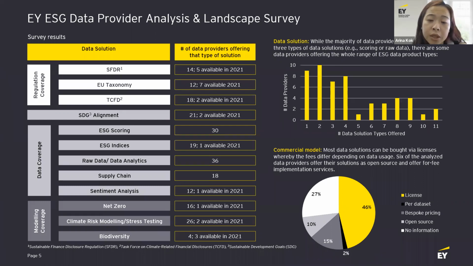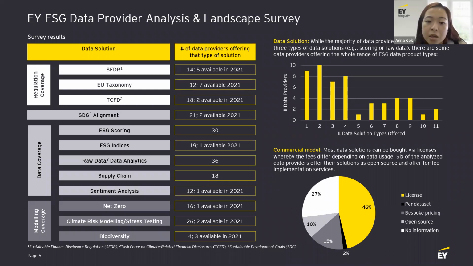On the right-hand side, you see that on data solutions, while the majority of data providers specialize in 1 to 3 types of data solutions, whether it's scoring or raw data, there are some data providers offering the whole range of ESG data product types. So these are the number of data solutions offered. And when it comes to the commercial model, the pie chart at the bottom, most data solutions can be bought via licenses, whereby the fees differ depending on data usage. 6 of the analyzed data providers offer their solutions as open source and offer for-fee implementation services. Now, this graph outlines the split of the percentages, those with license per data set, bespoke pricing, open source, and no information.